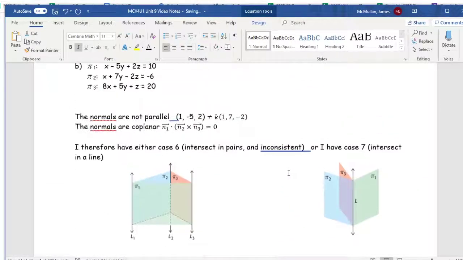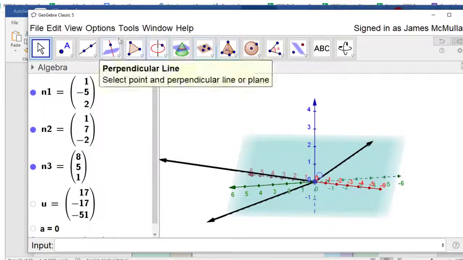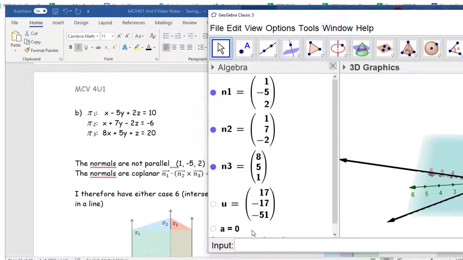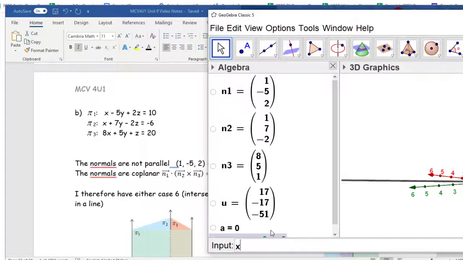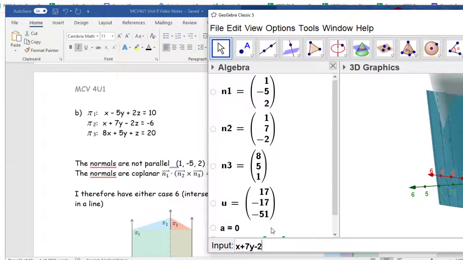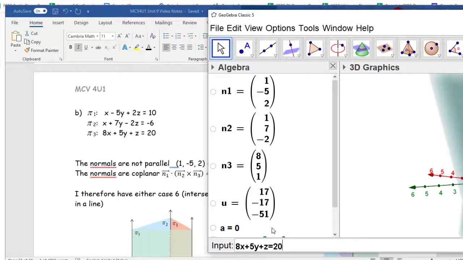Again, if you're not doing it by hand, we can benefit from using the technology that we have. So I could use these normals, I guess, but let's just hide the normals and hide this plane. Start over. Okay, so let's type out the equation. So x minus 5y plus 2z equals 10. X plus 7y minus 2z equals negative 6. 8x plus 5y plus z equals 20.